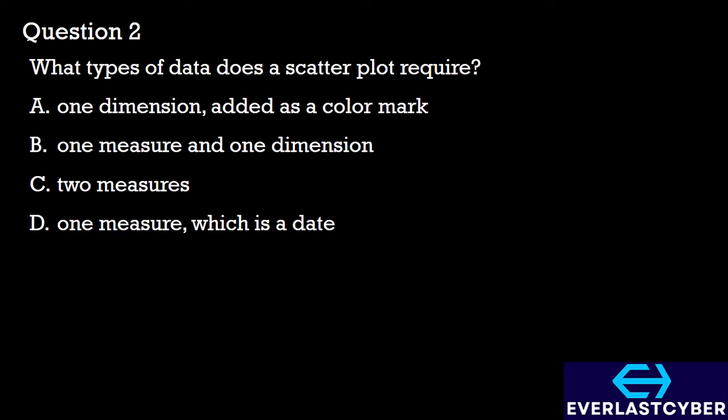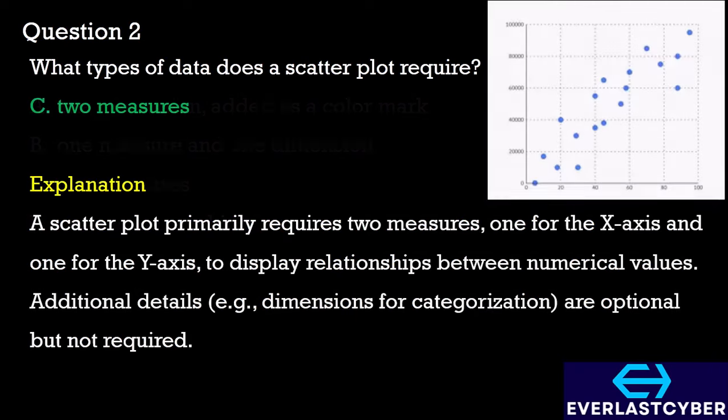So out of the options we've been presented with, we'll be going with option C. A scatter plot requires two measures, one for the X-axis and one for the Y-axis, to display the relationships between numerical values.